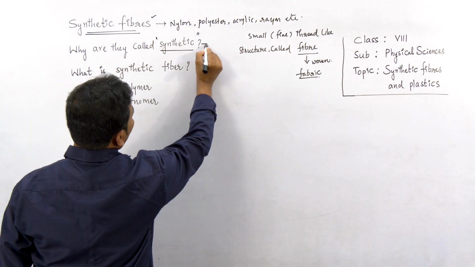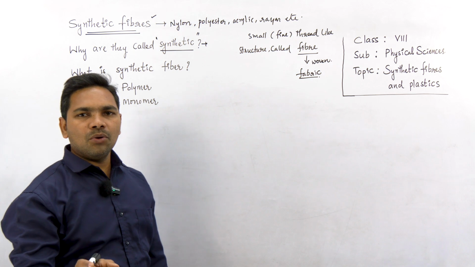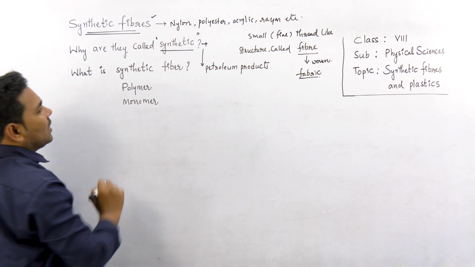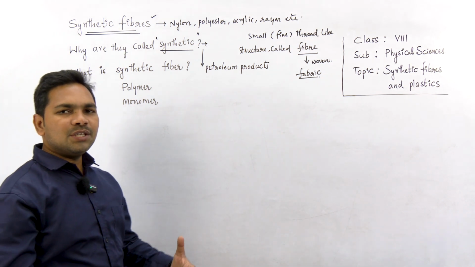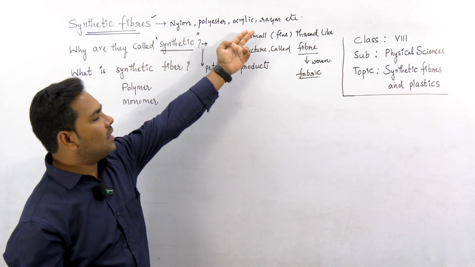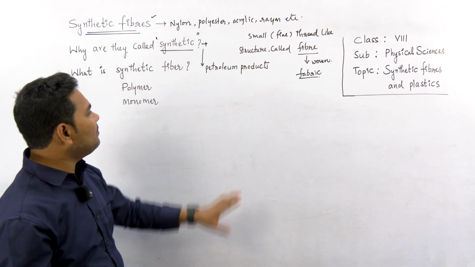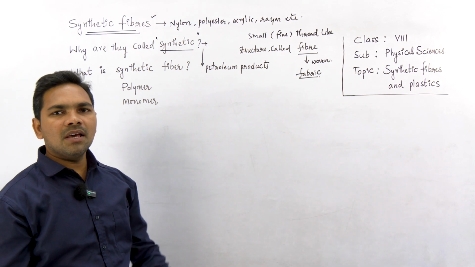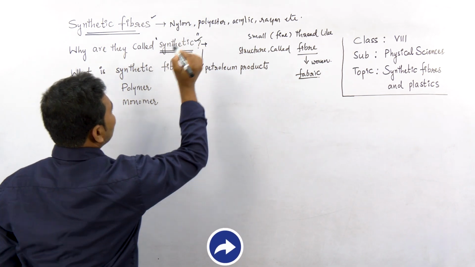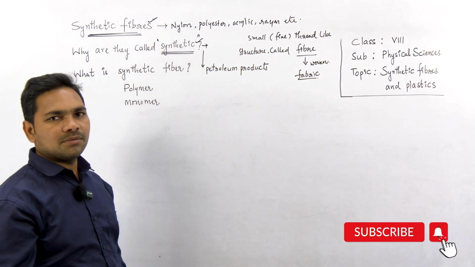This synthetic is meant for the substances that are directly or indirectly obtained from petroleum sources, right? They are obtained from petroleum products, right? These are generally called synthetic. These fibers, artificial fibers like nylon, polyester, acrylic, rayon, all these fibers are made directly or indirectly from petroleum products. Since they are made from petroleum products, the word we use is synthetic. So artificial fibers are also called synthetic fibers, right?